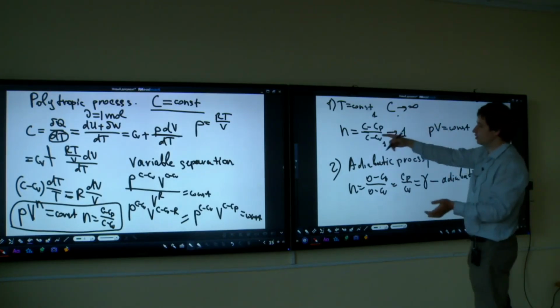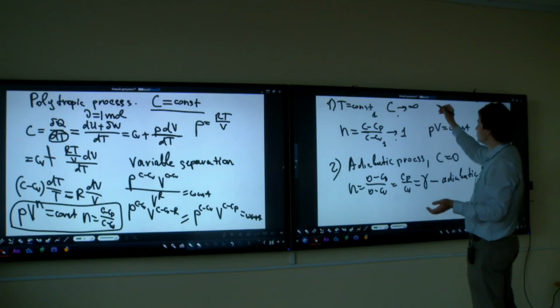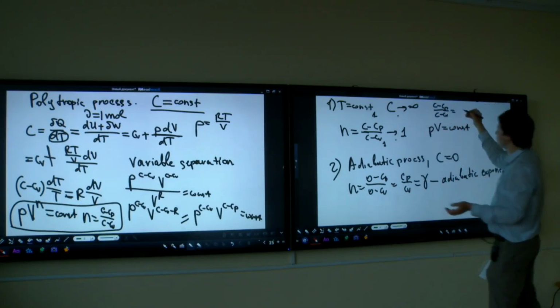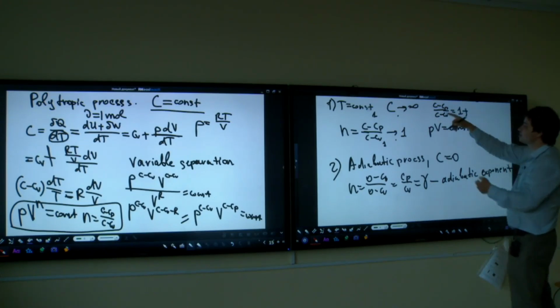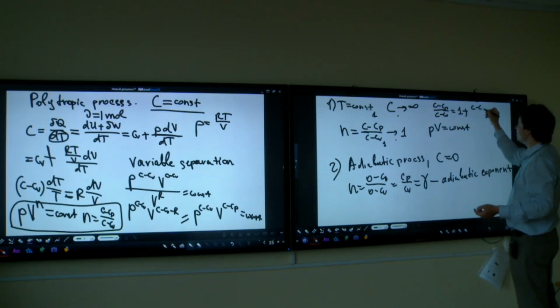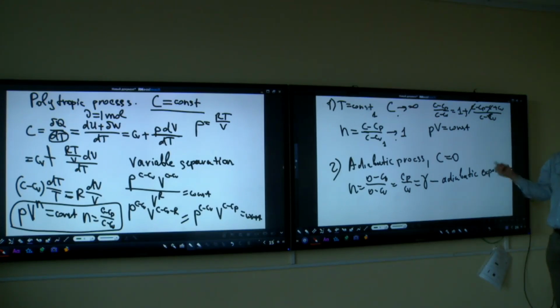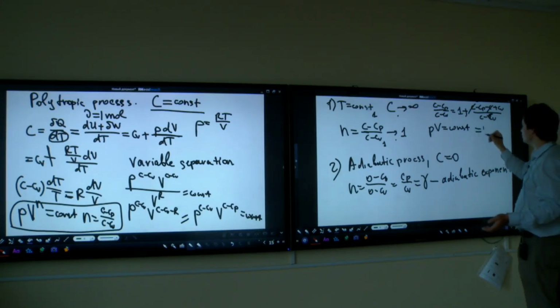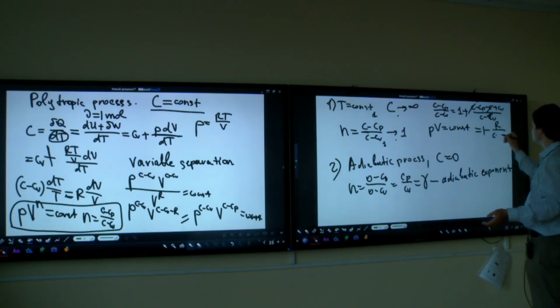Or I can actually explain it another way. Okay, (c minus cp) over (c minus cv) is like this. It's 1 plus, what's here? (c minus cp minus c plus cv) over (c minus cv). So that c is eliminated. Here goes 1 minus r over (c minus cv).